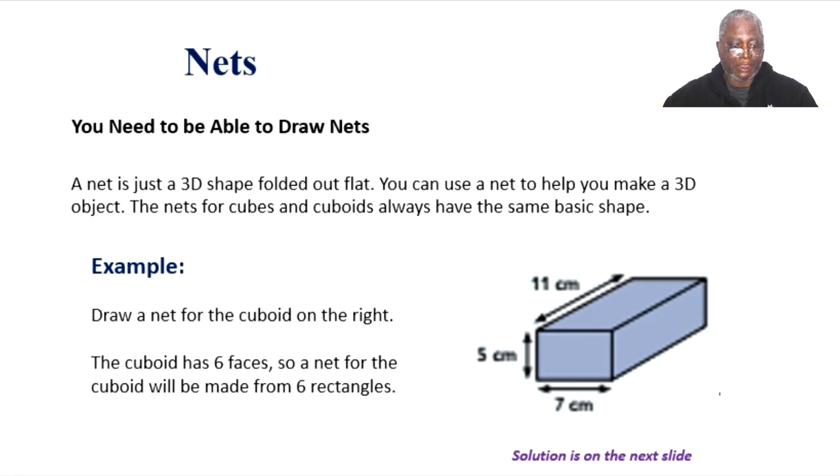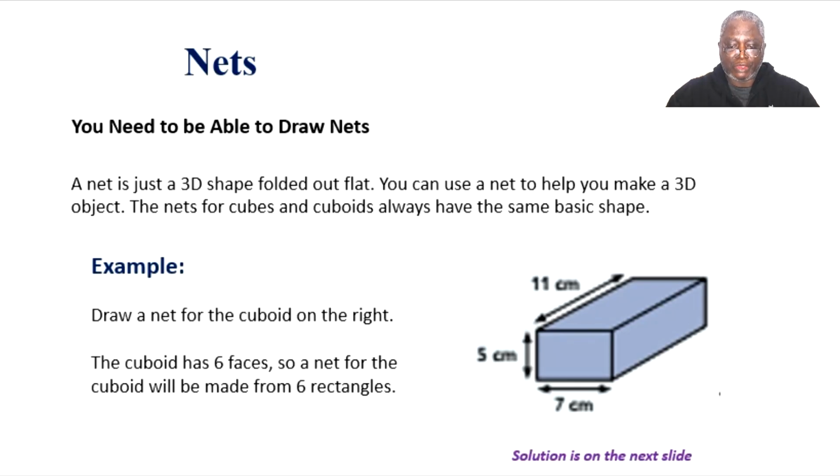We look at nets now. You need to be able to draw nets. Why? Because when you're designing, you need to be able to show on a 2-dimensional drawing what a 3D object would look like and what the dimension would be. So, a net is just a 3D shape folded out flat.